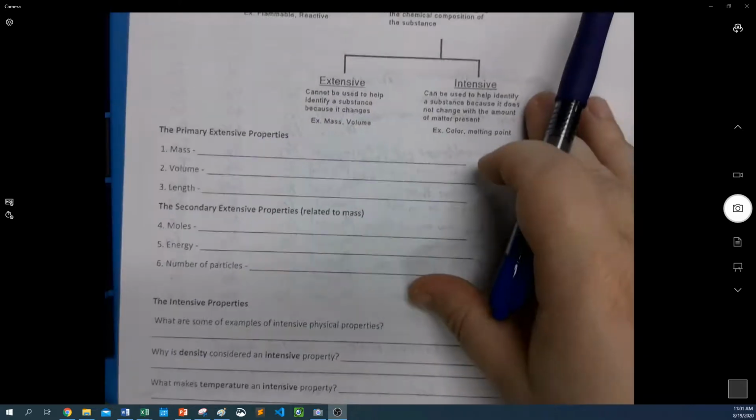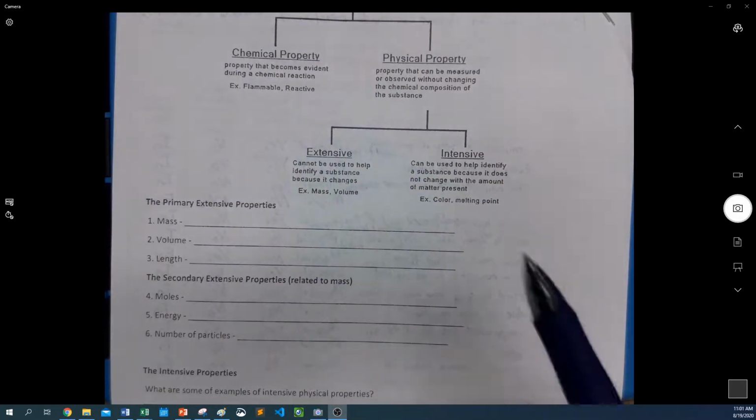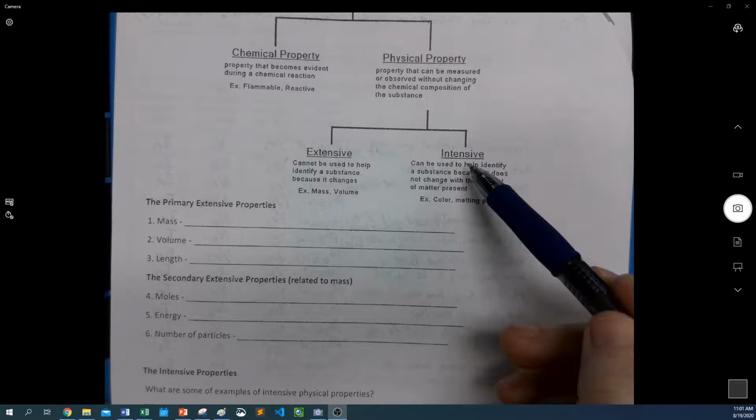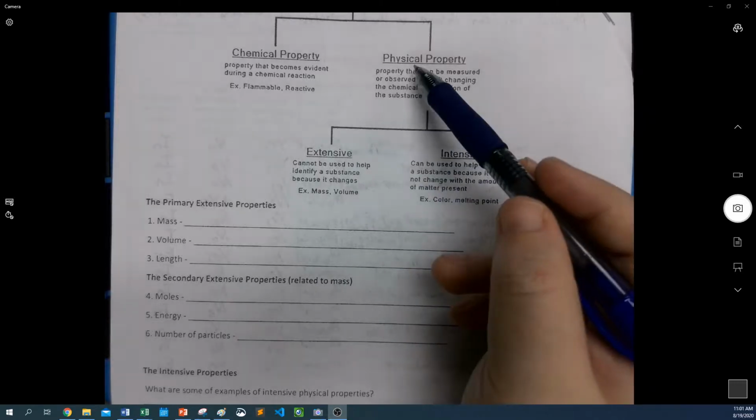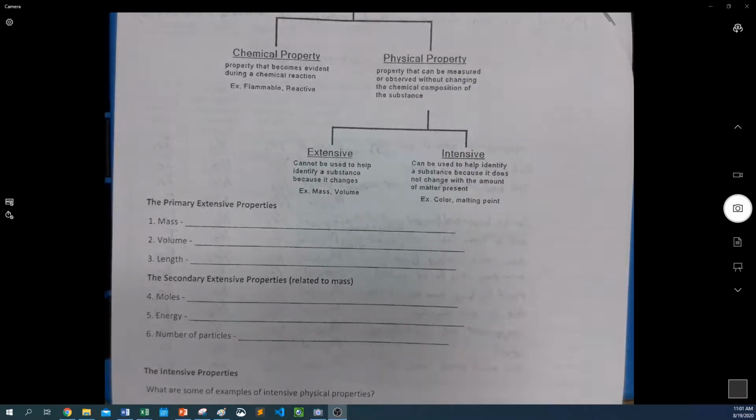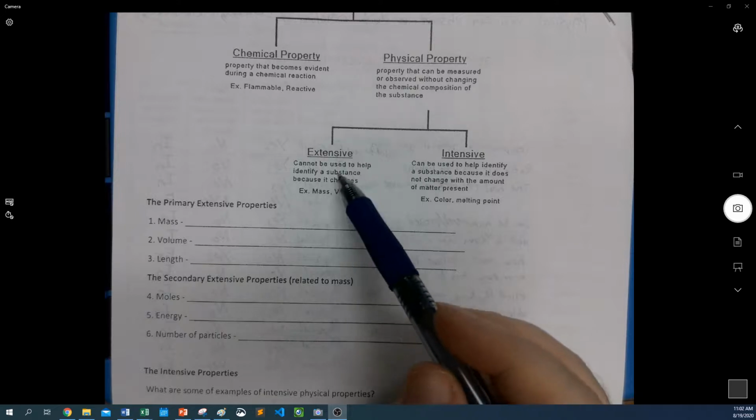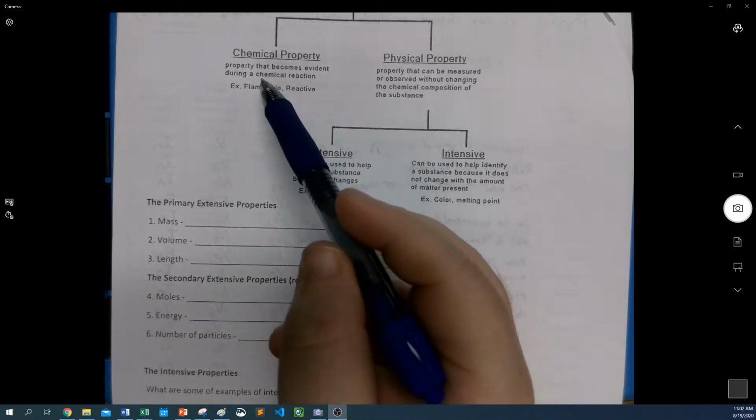So note that extensive and intensive technically are only used to describe physical characteristics. You really wouldn't use extensive and intensive to describe chemical ones.